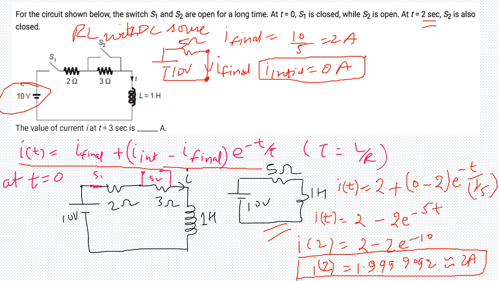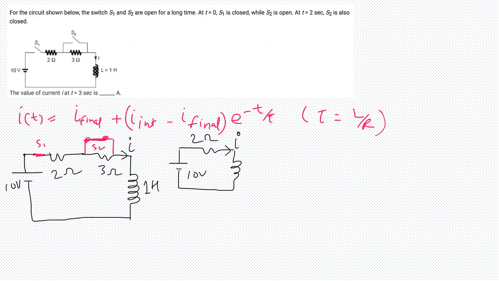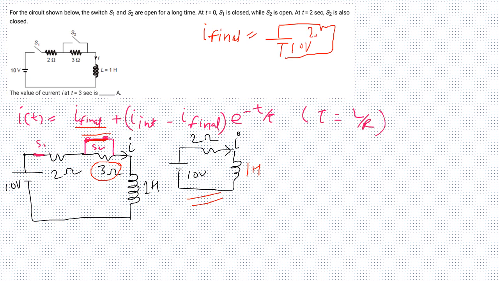Now let us see what happens when we close S2 also. When you close S2, the 3 ohm resistor gets bypassed because the switch has a very low resistance path, and the circuit is shown here. Many things have changed, so again we will apply the same formula. Here I final is the current which shall flow when steady state is reached. This is 10 volts and 2 ohms, so I final is 10 by 2, equal to 5 amps.